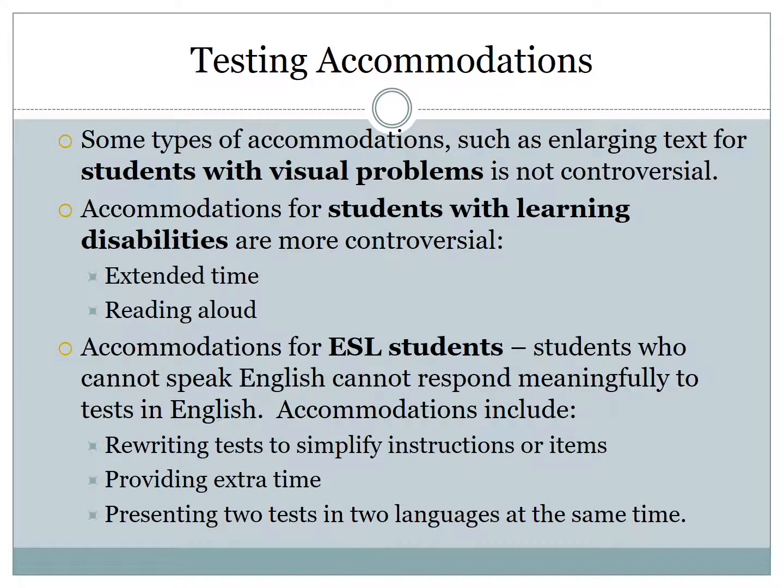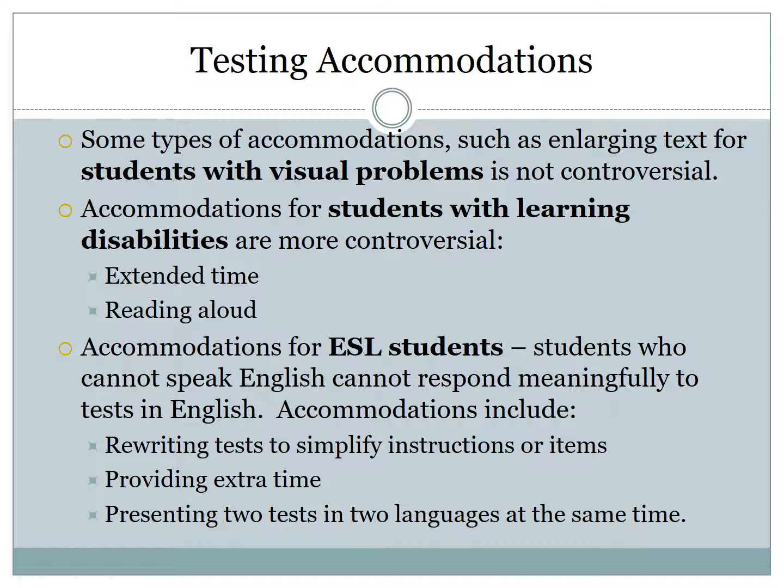As with other tests, we can expect to see testing accommodations in these big standardized test settings. Some types of accommodations, such as enlarging text for students with visual problems, are not controversial. Other kinds are a little more controversial, such as accommodations for students with learning disabilities that include extended time and reading aloud. It may surprise you to hear that a number of these standardized tests offer accommodations. Usually they have to be arranged in advance and well documented.